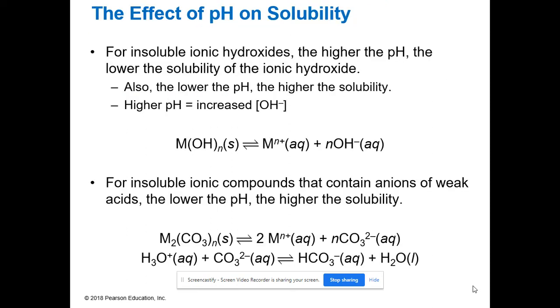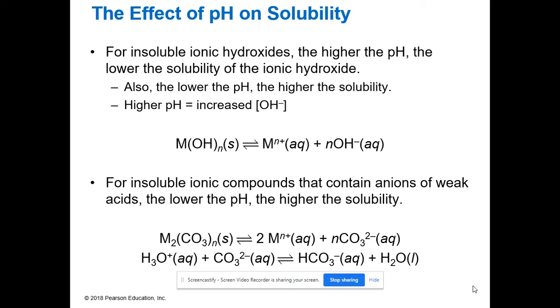One other thing we can talk about is the pH. If you think about pH, that can also affect our solubility. So if we have some insoluble hydroxide, obviously if it's a hydroxide, right, it's going to have a high pH.